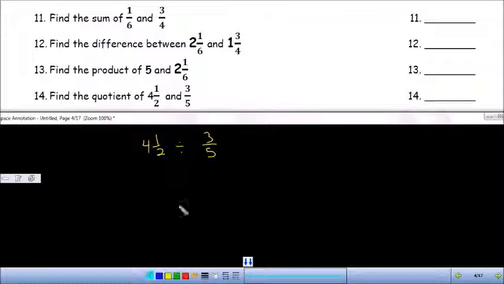So let's see what happens here. We're going to have to change this by doing that popcorn, that Texas. So 4 times 2 is 8, plus 1 is 9.